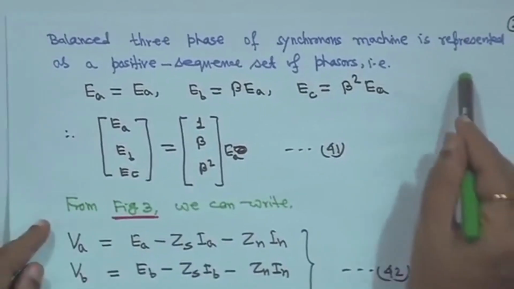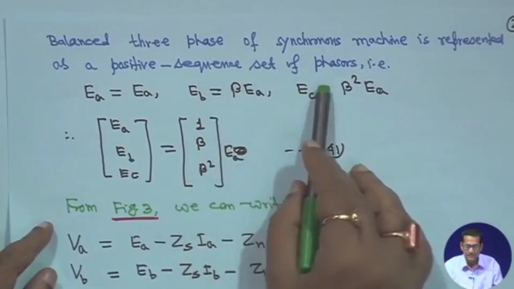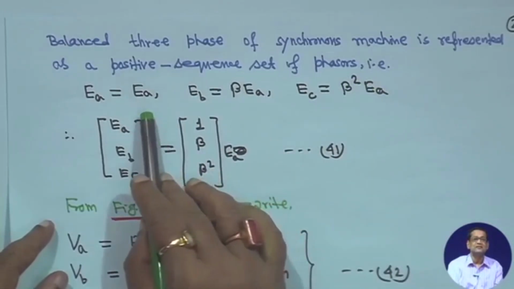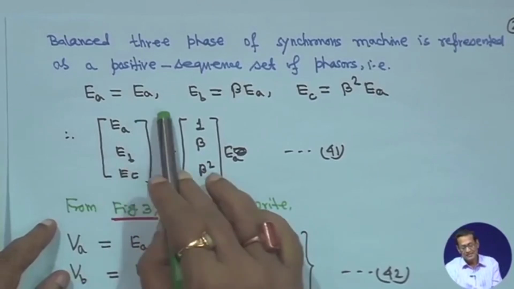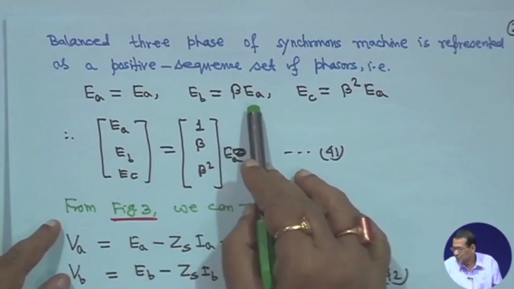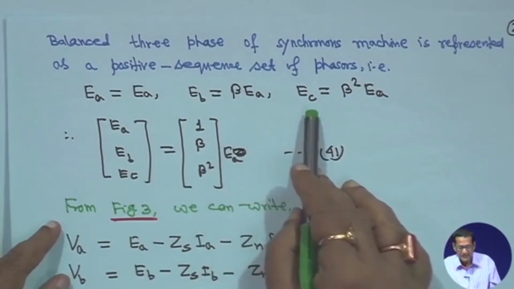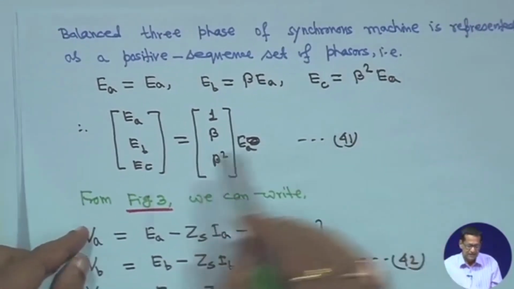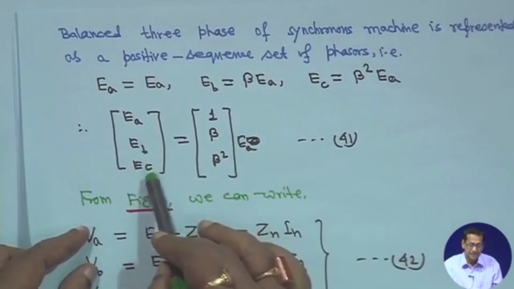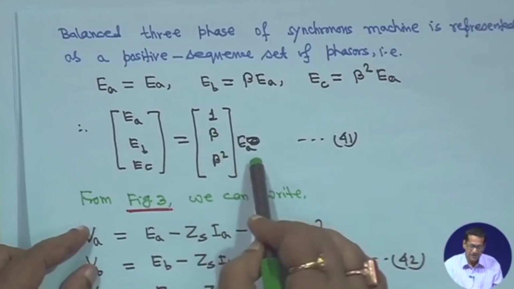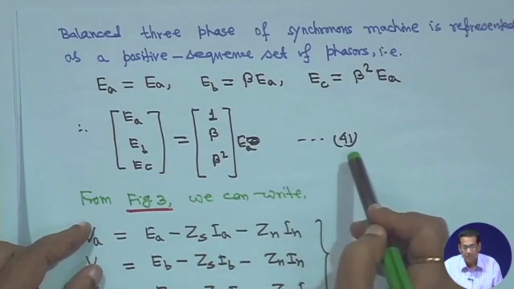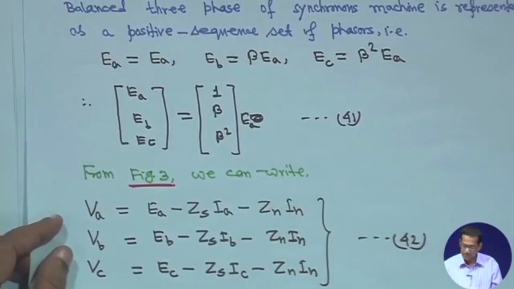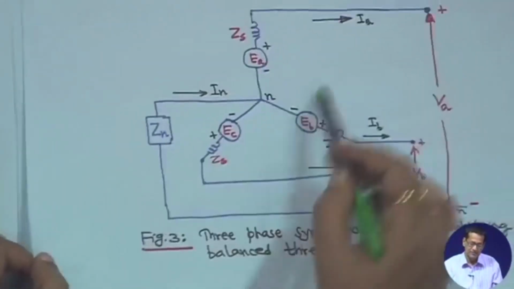Therefore, the balanced 3-phase synchronous machine is represented as a positive sequence set of phasors. That is, same as before, only instead of V here it is E: EA, EB is equal to beta EA and EC is equal to beta square EA. Therefore, we can write EA, EB, EC is equal to 1, beta, beta square into EA. This is equation 41.